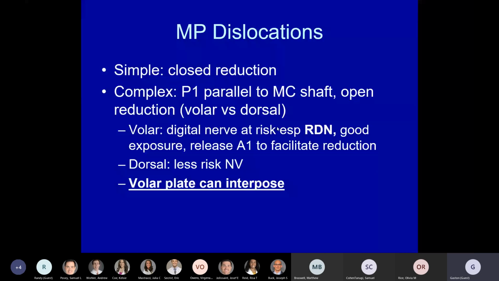Surgical approaches. Dorsal has less risk to the neurovascular bundle. Volar: the structure at risk with the volar approach to the MP joint when it's dislocated is the radial digital nerve. That's been asked 2 or 3 different times.